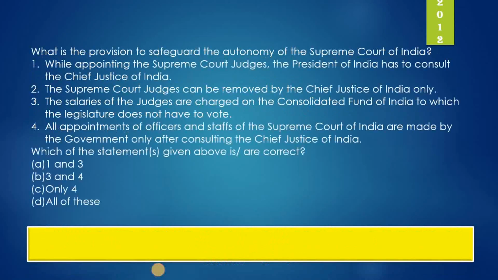UPSC. Okay, next question. What are the provisions to safeguard the autonomy of the Supreme Court of India? While appointing the Supreme Court judges, the President of India has to consult the Chief Justice of India. The Supreme Court judges can be removed by the Chief Justice of India only. The salaries of the judges are charged on the Consolidated Fund of India, to which the legislature does not have to vote. All appointments of officials and staff of the Supreme Court of India are made by the government only after consulting the Chief Justice of India.